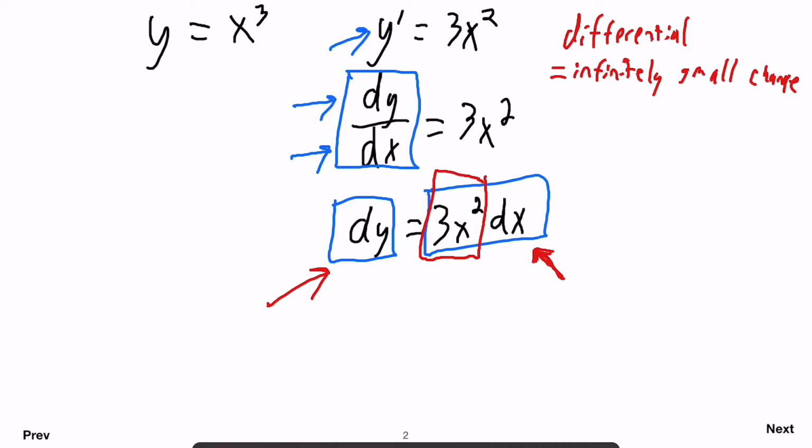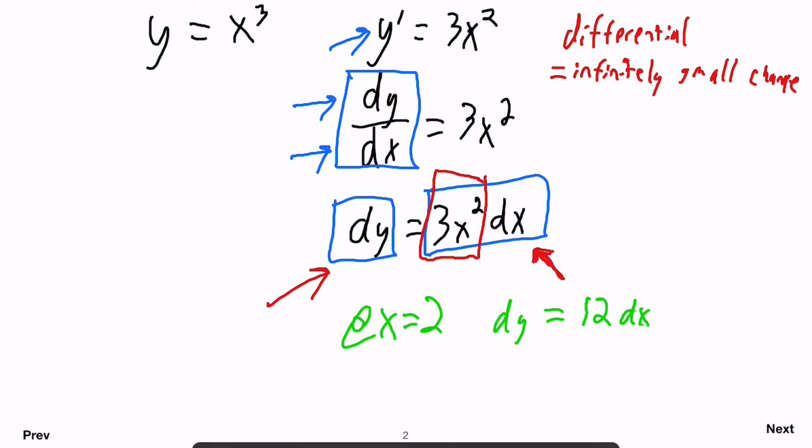So for example, at x equals 2, dy will be equal to 12 dx, which means that any infinitely small change in y will be 12 times bigger than any infinitely small change in x. So that's what that means.